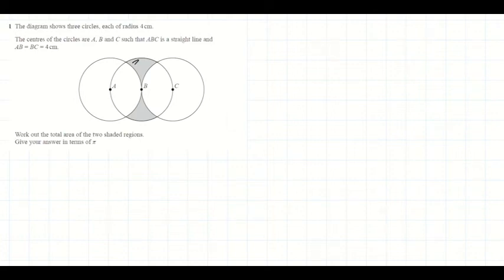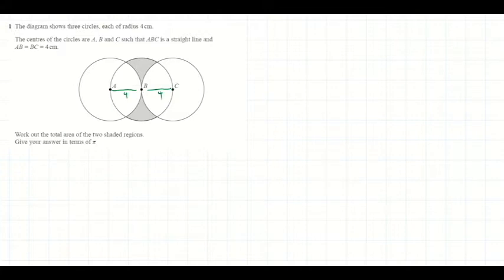Trying to work out this area here, which is shaded. I don't know why I've reshaded it. A couple of things you're looking at: you know that there are 3 circles, and they're all exactly the same. Each radius is 4 centimeters. So when you look at it like that, we've got radii of 4 centimeters each.